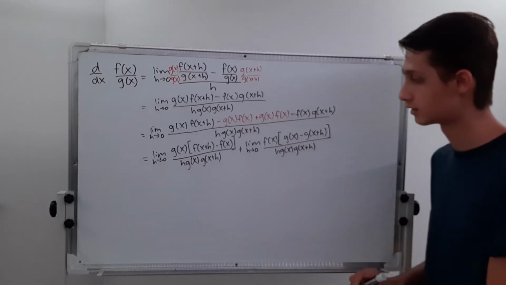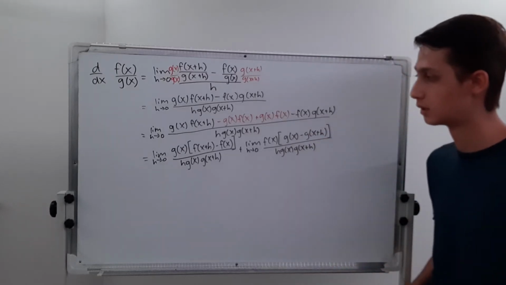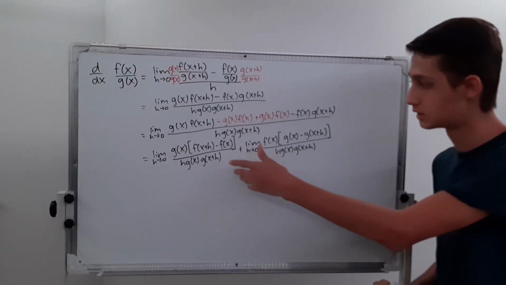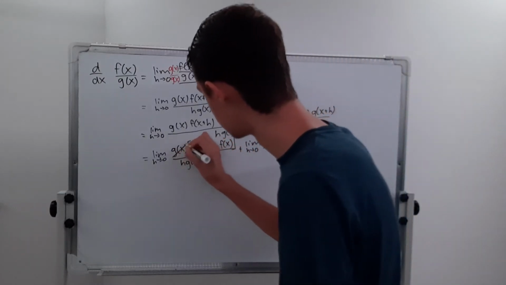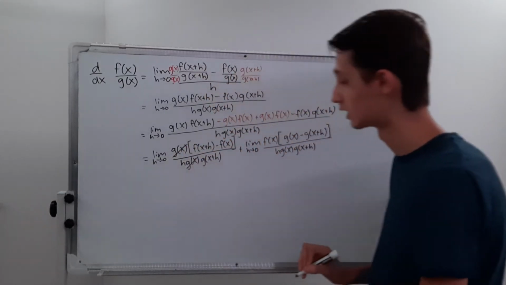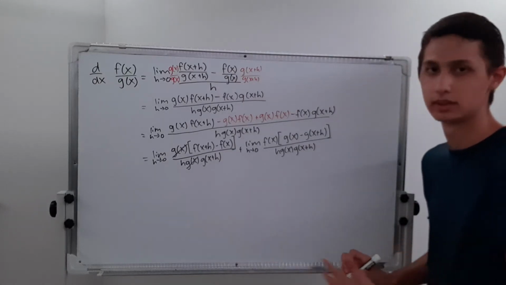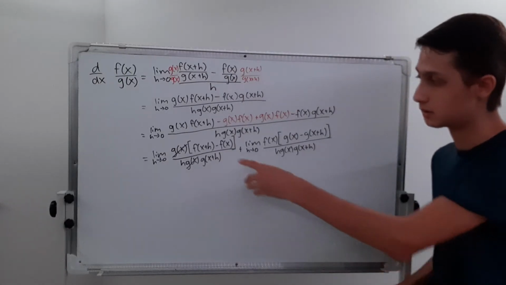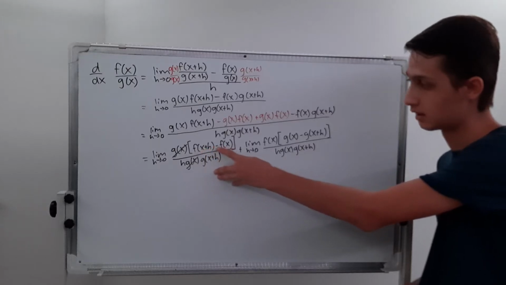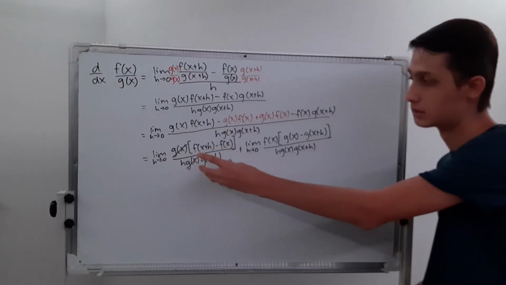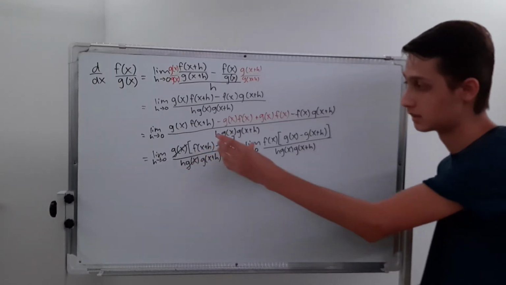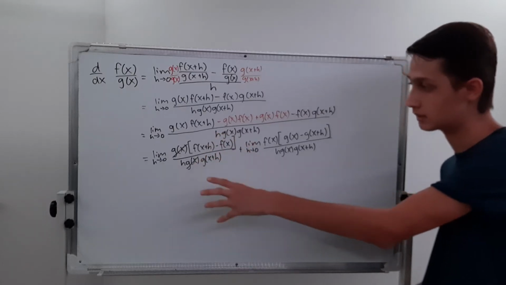Okay, so we've factored everything out. So this doesn't really do much. The only thing I can see is we can cancel out this g of x with that g of x. But other than that, it doesn't look like we can do much. But if you recognize, we have an f of x plus h minus f of x over h, which is actually just f prime of x. So we can actually use that really easily.